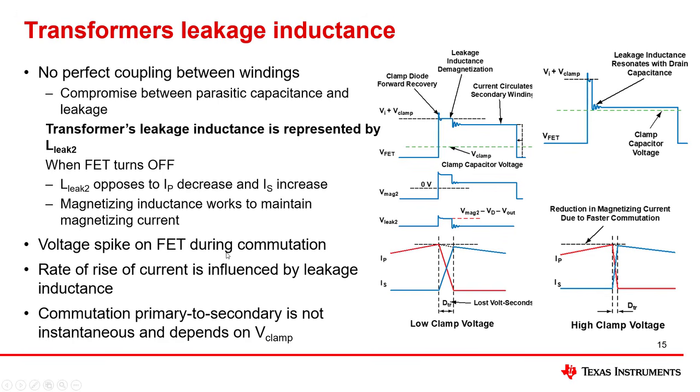On the left side of this picture, the waveforms of a low clamping voltage are shown. As you can see, the voltage at the FET is limited to a low value. However, the commutation time from primary to secondary is quite long. This means higher energy loss. If a higher clamping voltage is allowed, like shown on the right side, the commutation will happen faster.